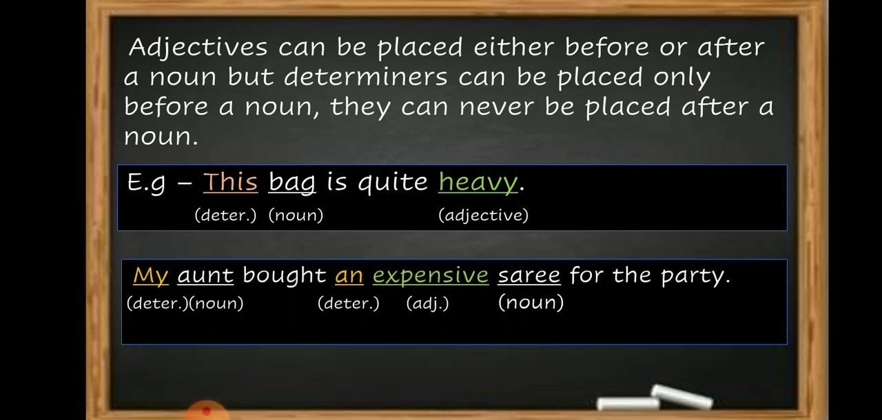In the next sentence, we have two determiners. The first one is my, which is placed before the noun aunt. The next one is an, which is placed before the noun sari. In this particular example, you can see that the adjective has also been placed before the noun sari. So, we can say that an adjective can sit before or after a noun, but a determiner always sits before a noun.